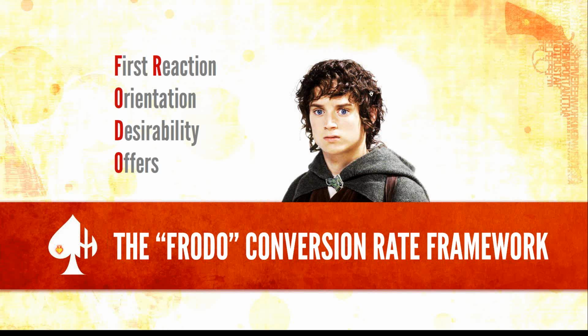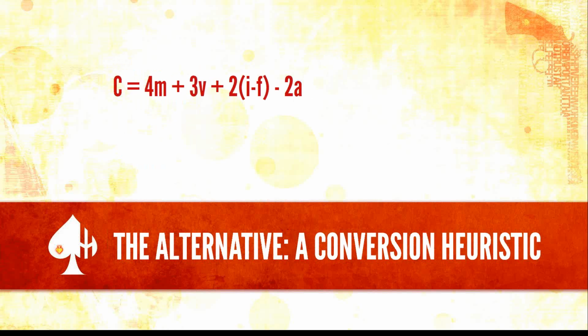And as I said, your alternative is a lot more complicated, and it looks something like this. It's a conversion heuristic which was developed by a company called Marketing Experiments, who do a lot of very scientific marketing testing, split testing, and so on. C equals 4m plus 3v plus 2i minus f minus 2a.